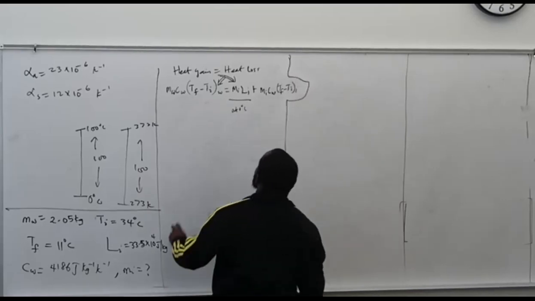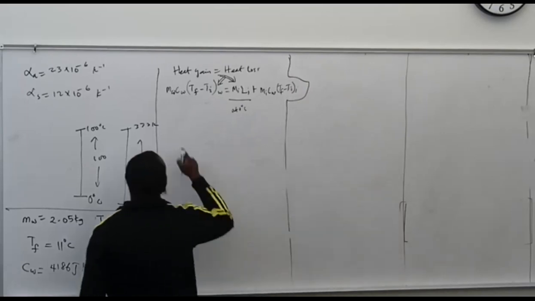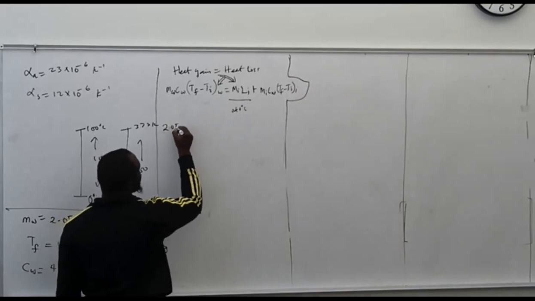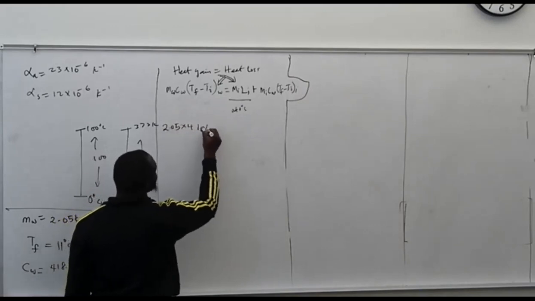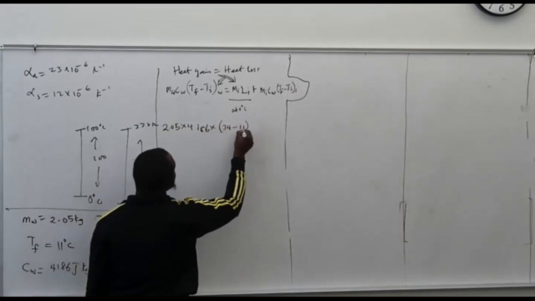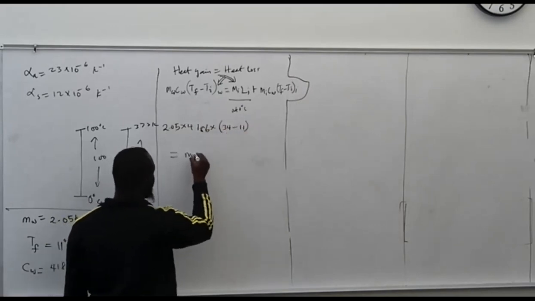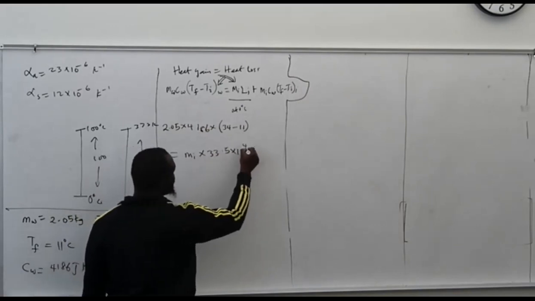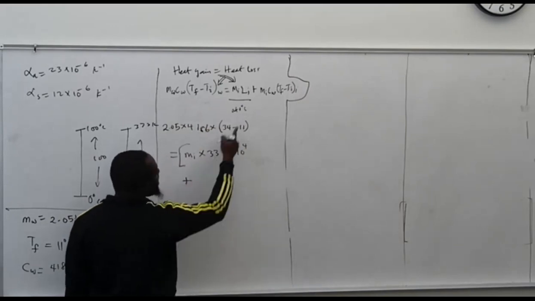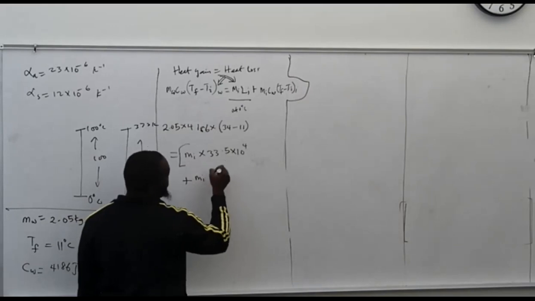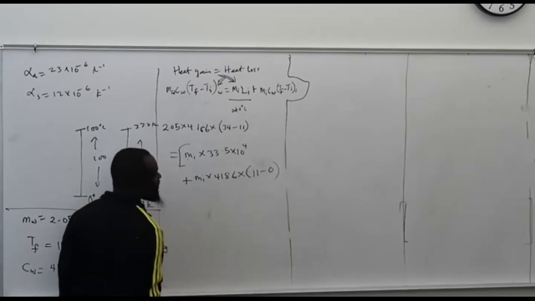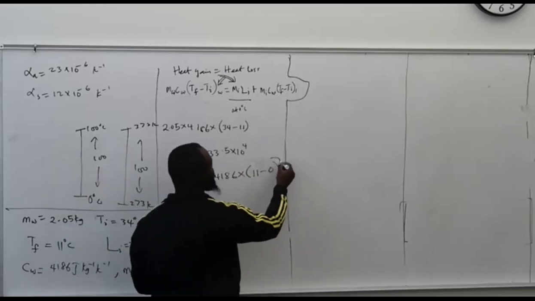Okay, so this is the problem. So this is melting and then gaining. So here, mass of water is given: 2.05 times 4186 times 34 minus 11 equals mass of ice, we don't know, times latent heat of fusion of ice, 33.5 times 10 to the 4. So this guy is going to add to plus mass of ice, we don't know. Now ice has melted to water, 4186. Temperature change is going from 0 to 11, the final temperature of the mixture.